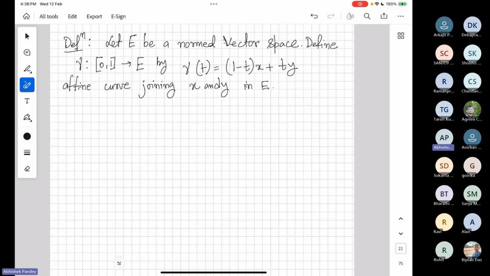Basically we are considering the metric as d(x, y) equals the norm of x minus y. So here is the result: the length of this curve gamma under this metric d is nothing but the norm of x minus y. This would be easy to establish, so I will leave it as an exercise.